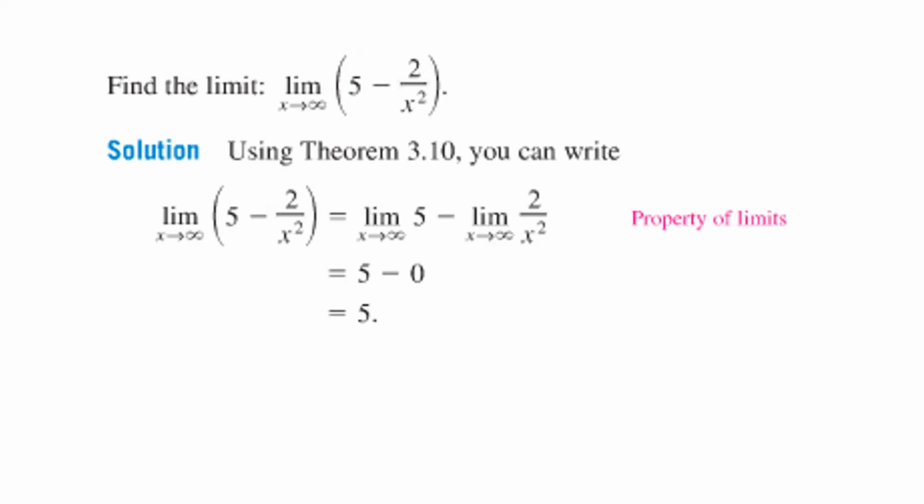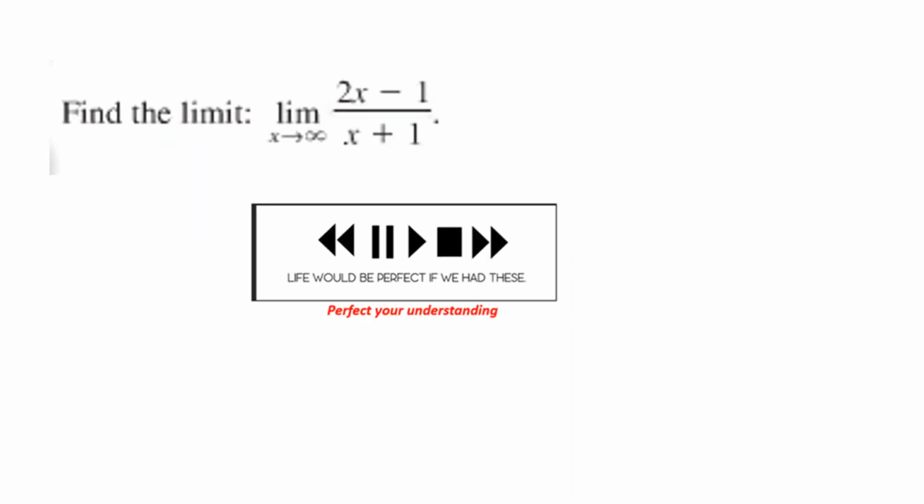Let's see how you did. And the answer is 5. Pretty straightforward use of properties of limits. Here is another problem, and this is finding this limit as x tends to infinity of 2x minus 1 over x plus 1. And again, you can't, well, I shouldn't say that. We'll talk about it. Let's see how you do.